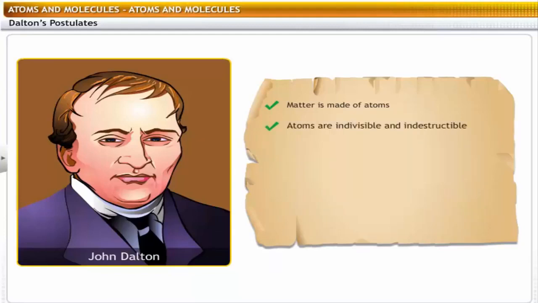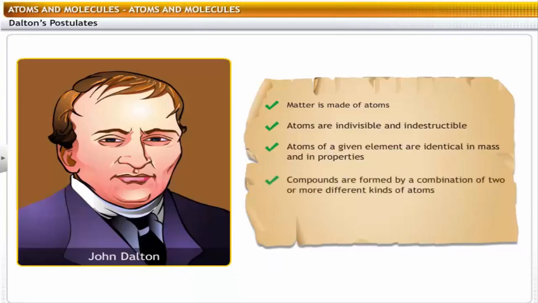Atoms are indivisible and indestructible. All atoms of a given element are identical in mass and in properties. Compounds are formed by a combination of 2 or more different kinds of atoms. And a chemical reaction is a rearrangement of atoms.